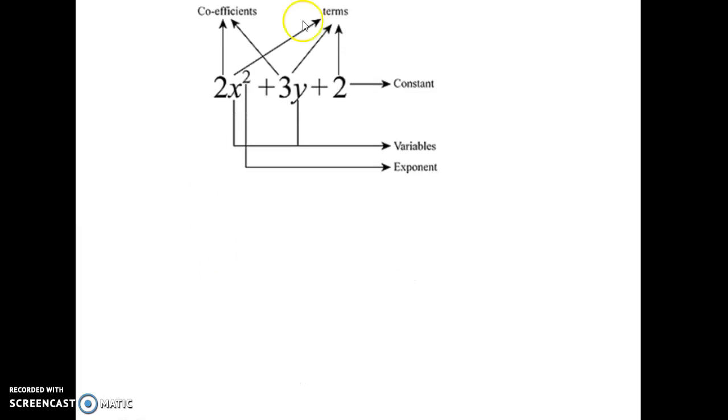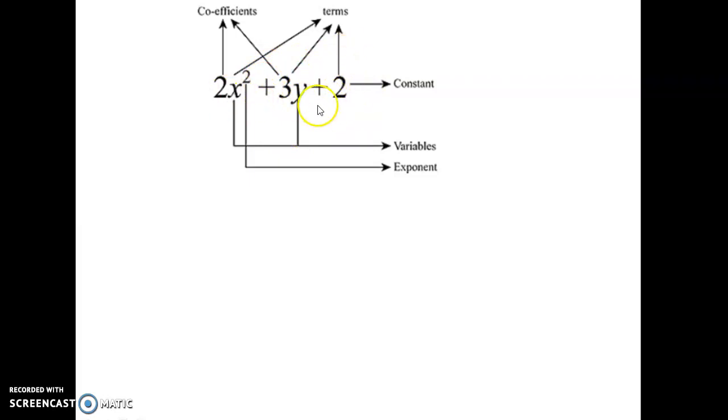With this you can understand. So take the expression 2x square plus 3y plus 2. Here 2 is the coefficient of x square. What is x? x is a variable. And what is the square? Power 2, that is the exponent. Then 3 is the coefficient of y. y is also a variable. These are separately called terms: 2x square is one term, 3y is one term, 2 is one term.